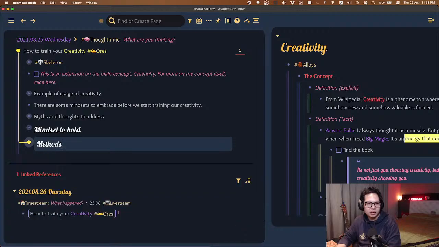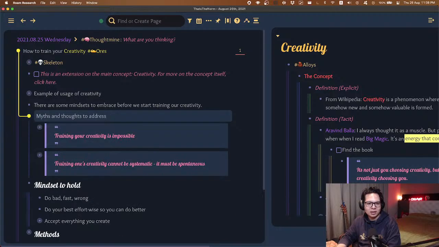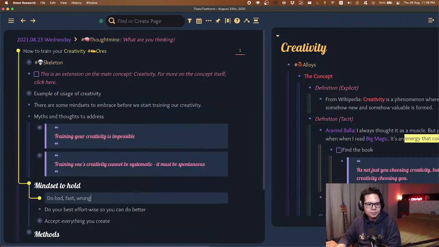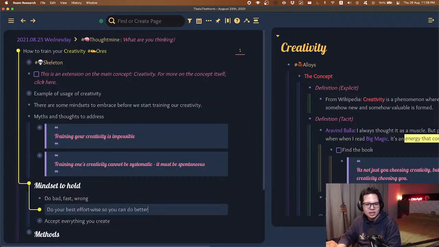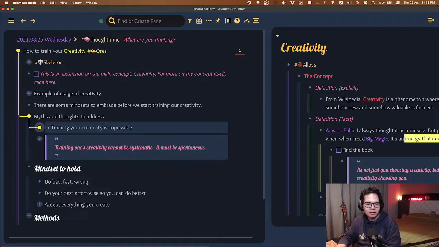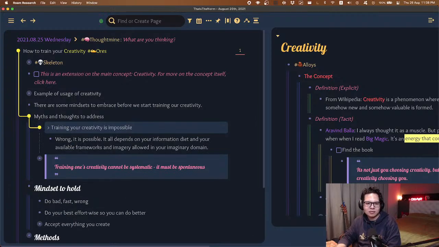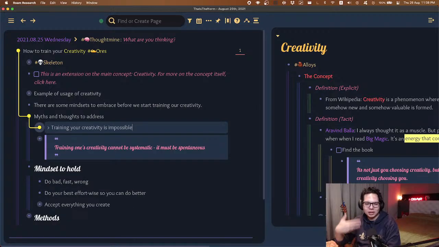Yeah, so those are some of the methods. It's funny that I skipped all the way to the methods and then I didn't talk about the mindsets and the myths. I've seen this in a couple of the coaching calls where a lot of people think that their creativity is static, like you can't train it. Well, it is possible, but it really depends on your ability to inform your creative self on how to actually train that ability to connect the imaginary and the real.